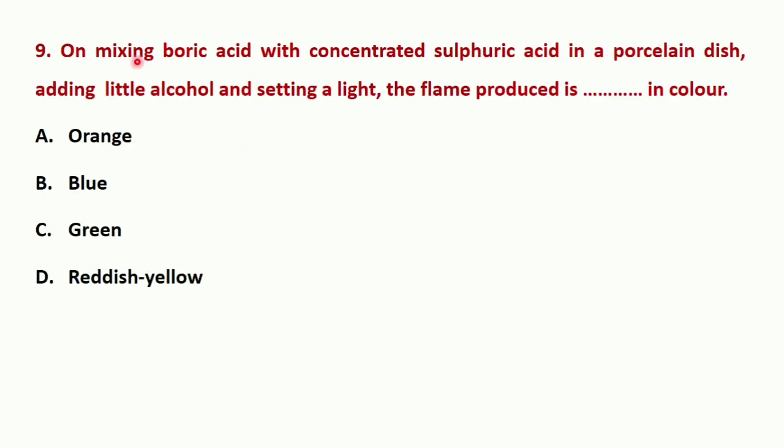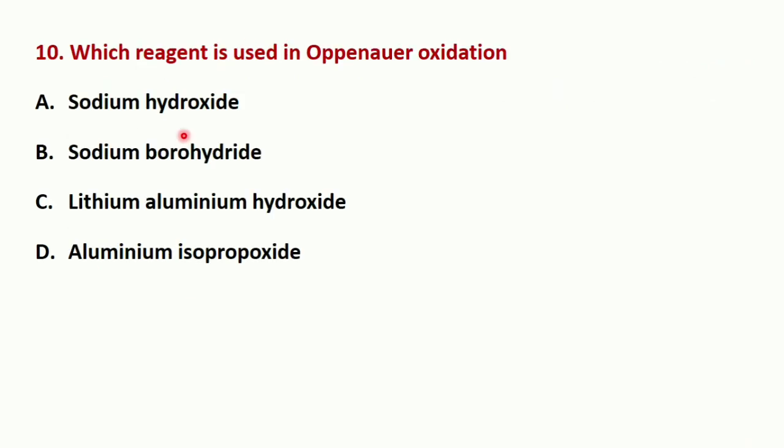Next question. On mixing boric acid with concentrated sulfuric acid in a porcelain dish, adding a little alcohol and setting it alight, the flame produced is in what color? Orange, blue, green, or reddish yellow. So the answer is green. When we mix boric acid with concentrated sulfuric acid and add alcohol, on burning this solution we can observe that a green color is produced. We cannot observe any other colors. There are many YouTube videos related to this question showing how the green color is produced. You can go through them for clarity.